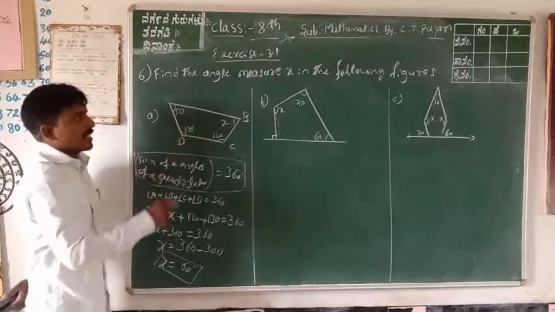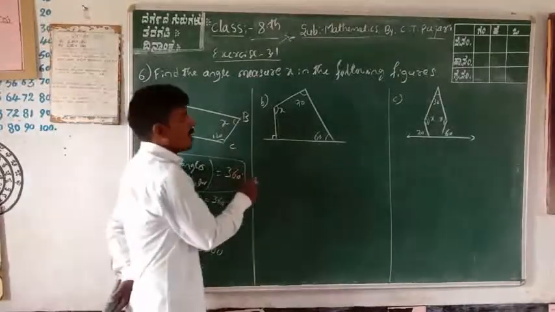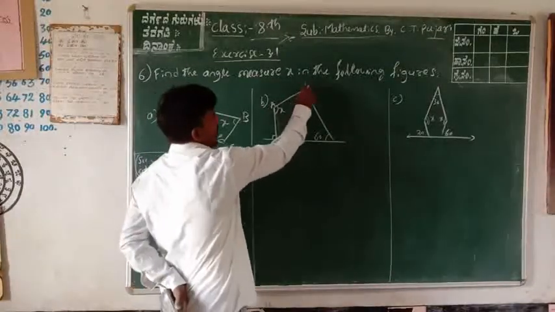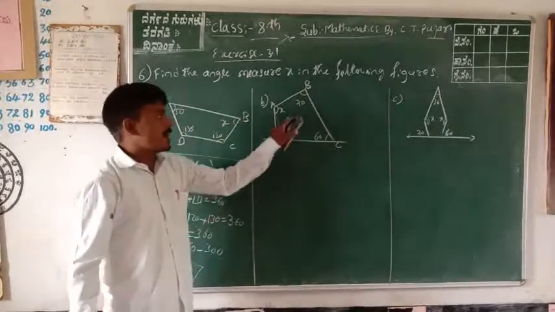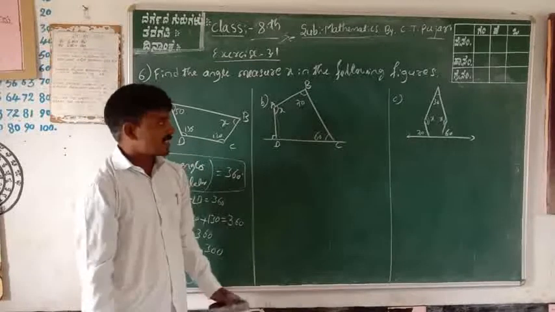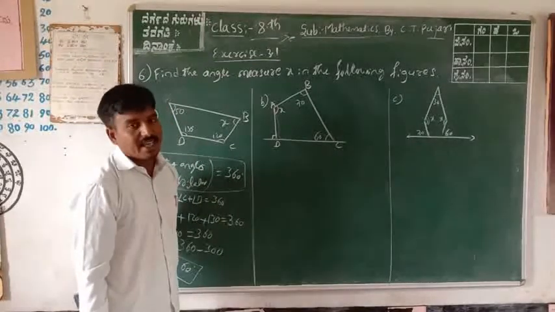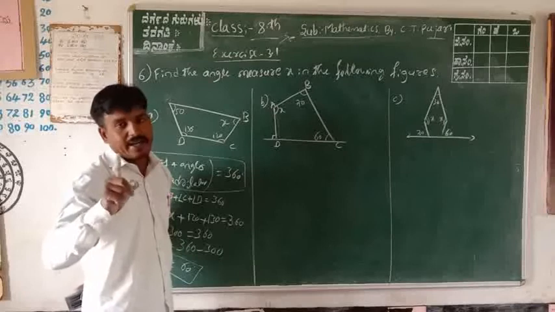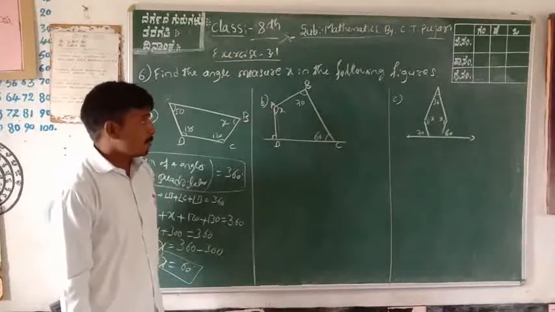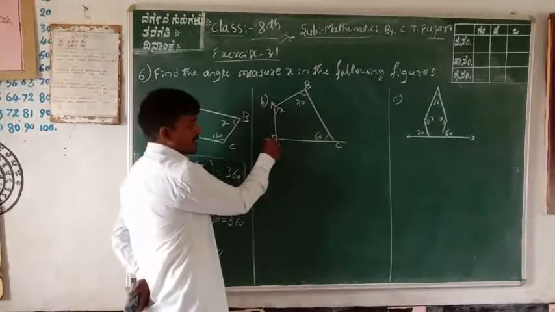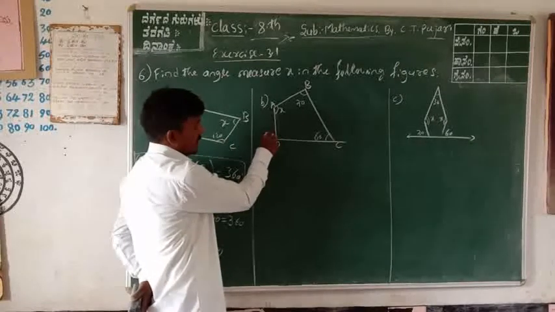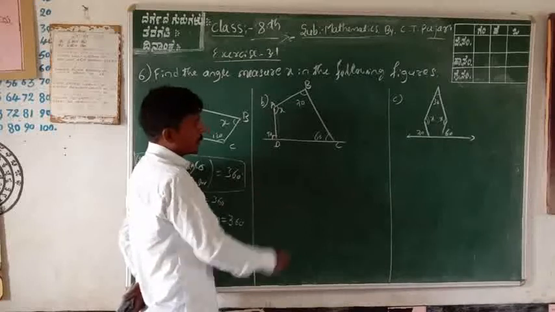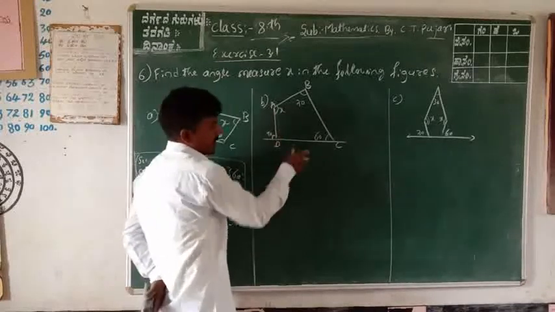What about the second example? This is also a polygon, ABCD. This polygon's name is also quadrilateral. This quadrilateral has four angles, and the sum of four angles is again 360 degrees. But in this one, what is the symbol? This symbol is 90 degrees. That is, AD is perpendicular to DC.